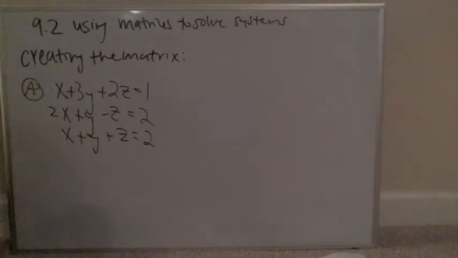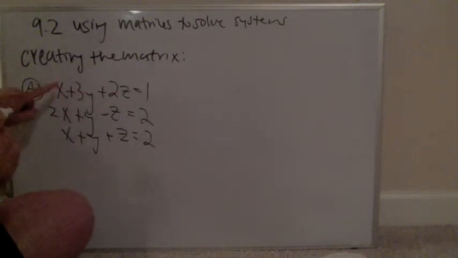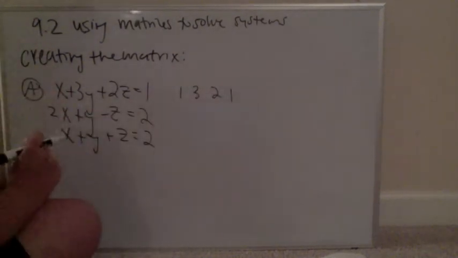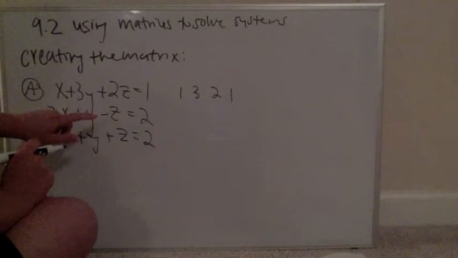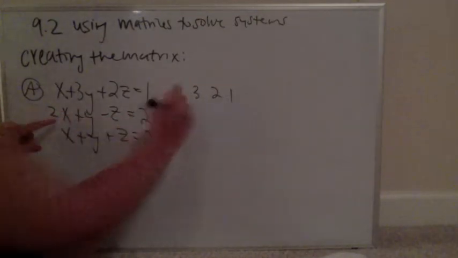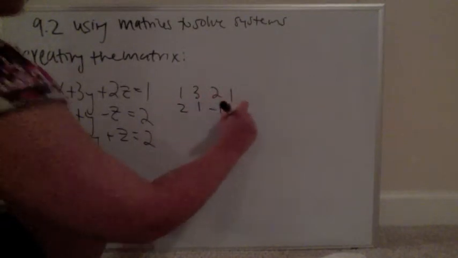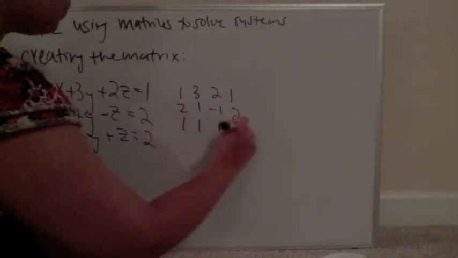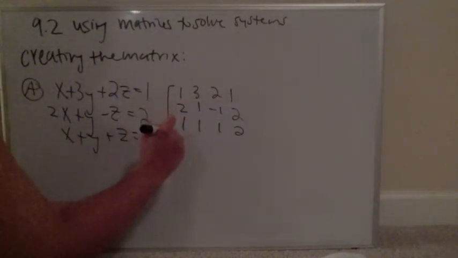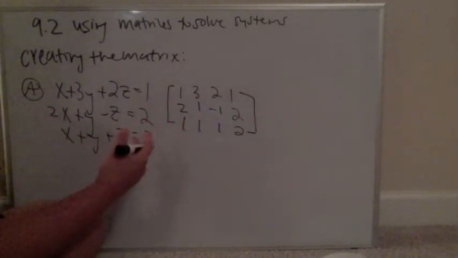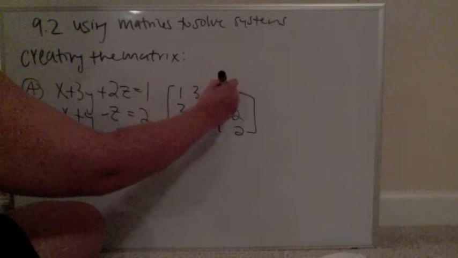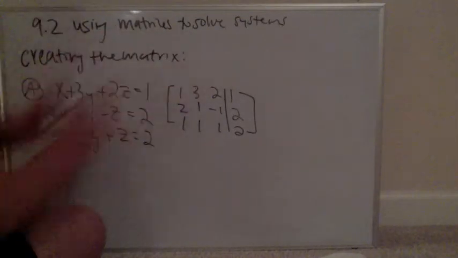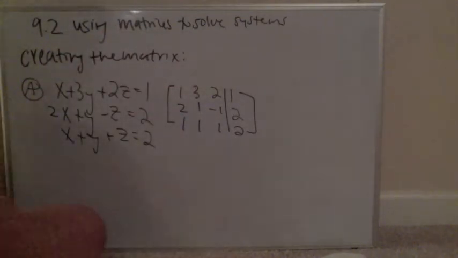Then to actually create the matrix, you just use the coefficients only. So the first row here will just be 1, 3, 2, 1. The second row will be 2, 1, negative 1, 2. And the last row will just be 1, 1, 1, 2. So we'll add in the matrix bars, and then just to show that this last column here is the answers, we'll just put a line there. So that's how to turn the system into a matrix.